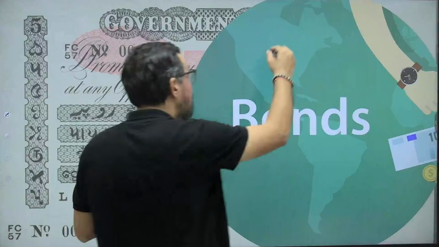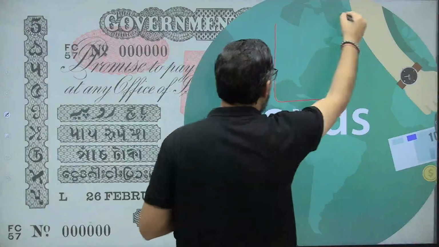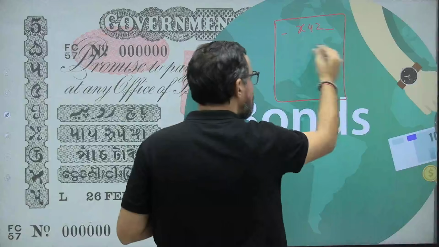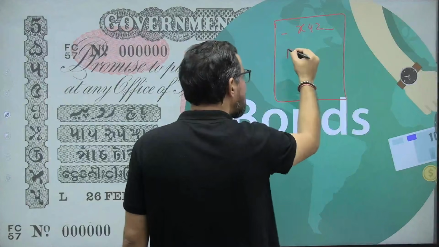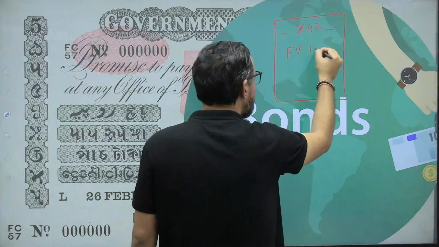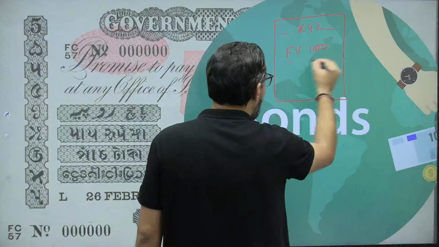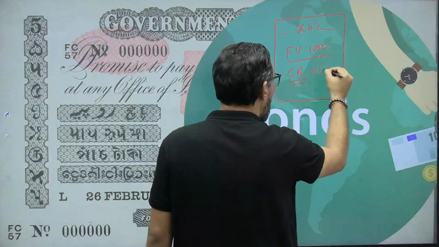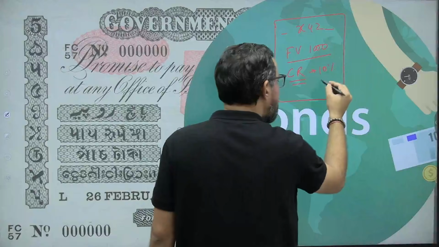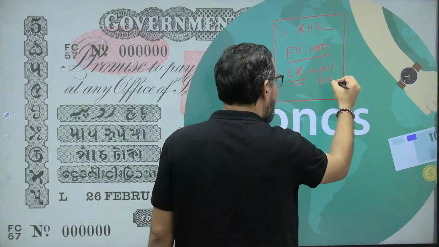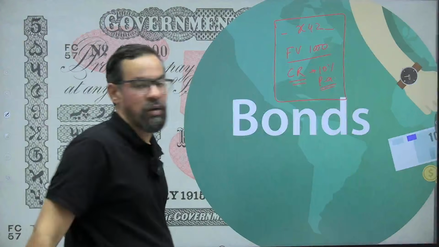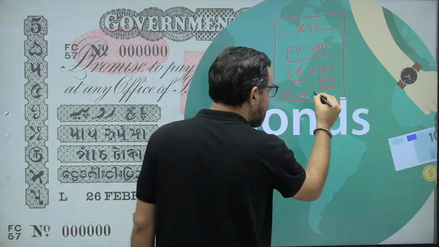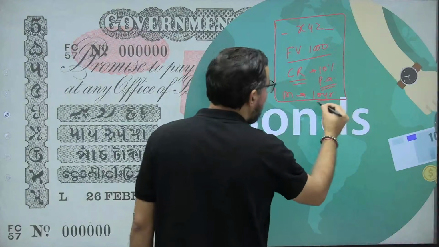Let's say there is an XYZ company. They issue a bond, and XYZ company promises to pay an amount, let's say the face value is 1000, at a coupon rate, which is called the rate of interest, of 10%, payable per annum or semi-annually, and the maturity is 10 years, as they are raising these funds for 10 years.